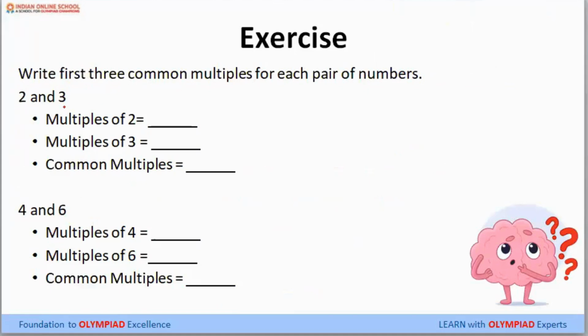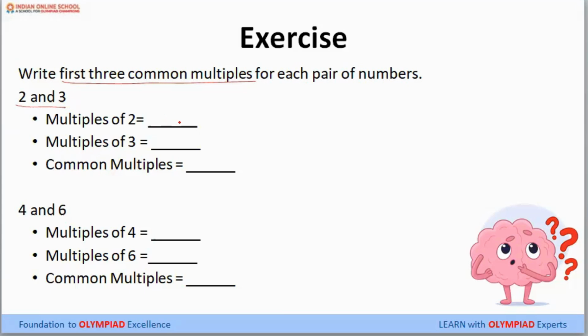Now just tell me, we need to write the first three common multiples of 2 and 3. First, just tell me the multiples of 2. Who is going to tell me? Garvit, you will tell me the multiples of 2.